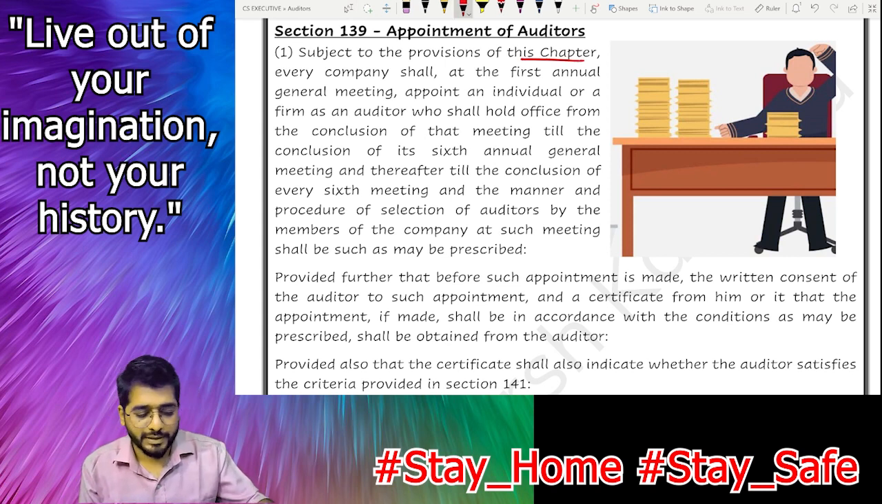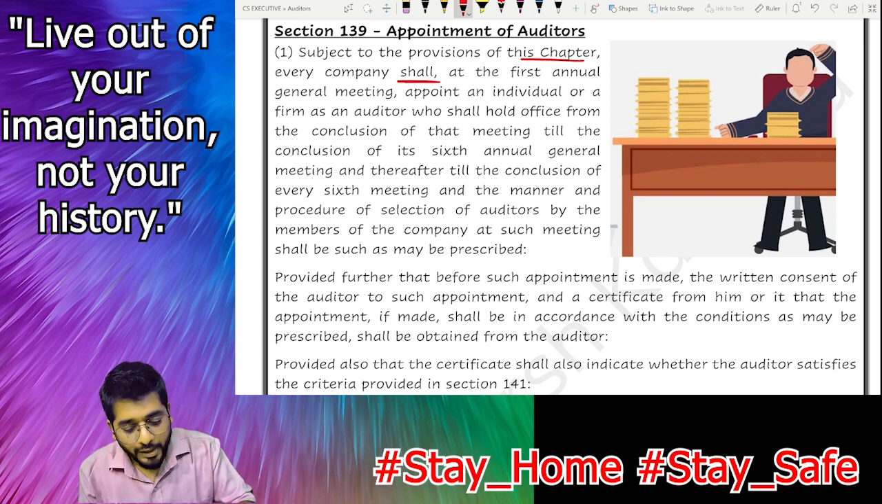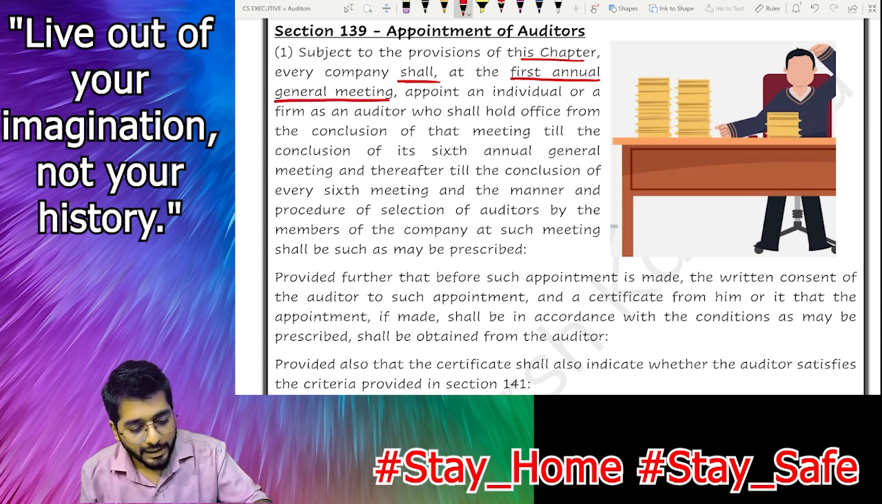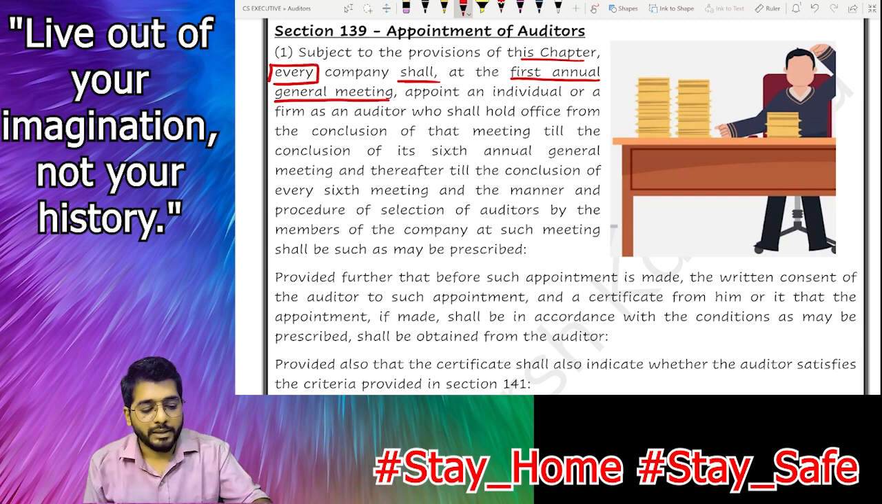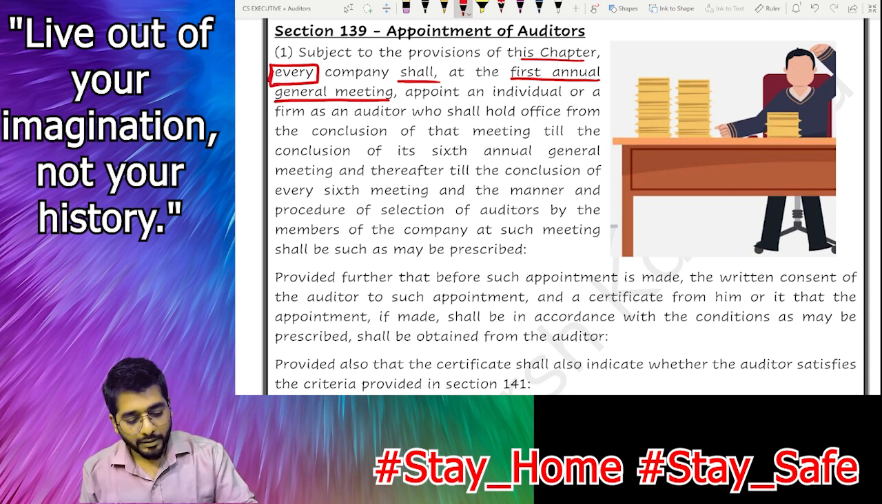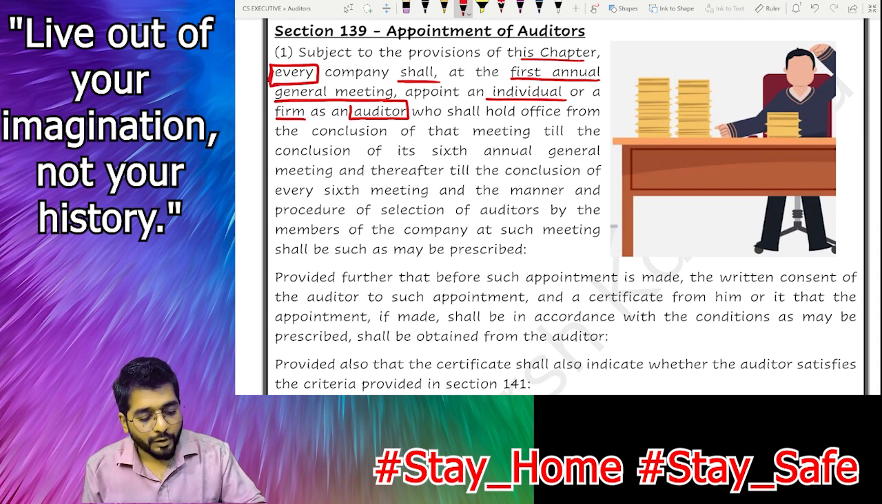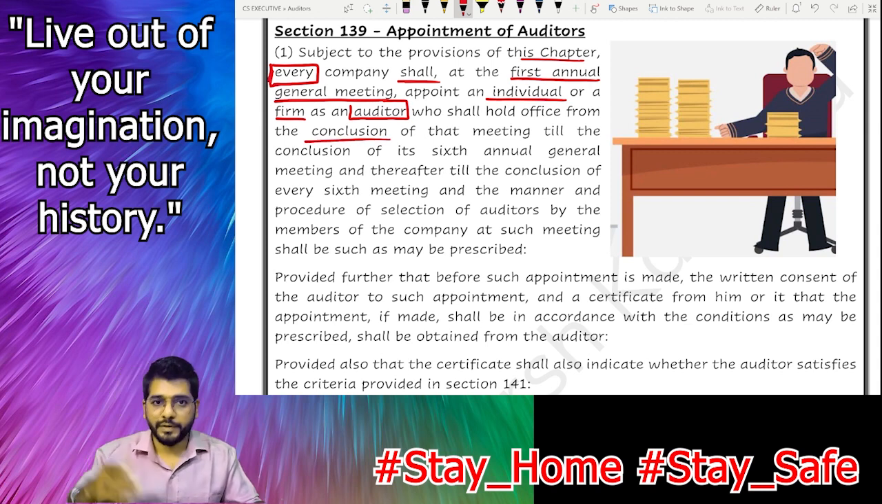Subject to the provisions of this chapter, what are they saying? Every company shall, at the first AGM of the company, for whom they are saying? Every company. Every means each and every type of company. At the first AGM of the company, they are saying appoint an individual or a partnership firm. You should appoint them as an auditor of your company. Who shall hold office from the conclusion of that meeting, because he is appointed in the first AGM. So when that meeting gets over, that time his term will start.